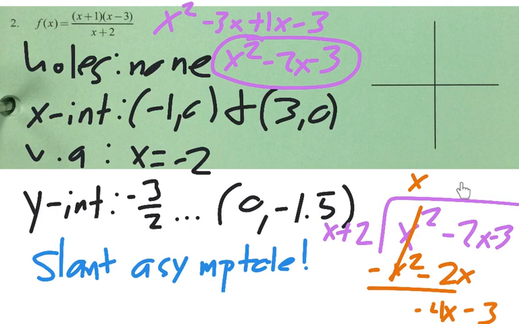Now I've got an x, and I want it to be -4x. So x times what is -4x? And I can really stop right there. You can keep doing the long division if you want to, but that is my slant asymptote, x minus 4. I don't care what the remainder is. I don't care about anything else. So my slant asymptote is at y equals x minus 4.